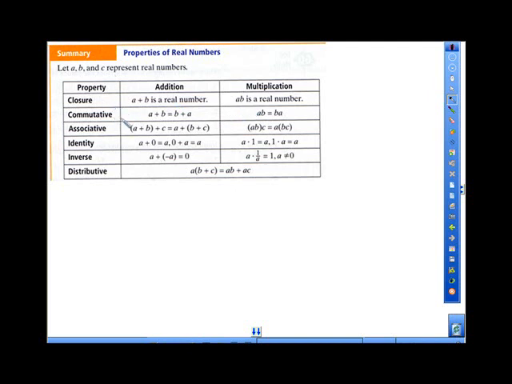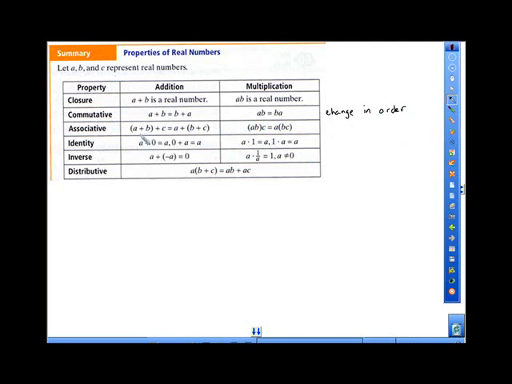The commutative property. Just remember the commutative property is a change in order. You notice here the order changes. a plus b, then over here it's b plus a. So the order changed. a times b, and over here it's b times a. So when there's a change in order, it's the commutative property.